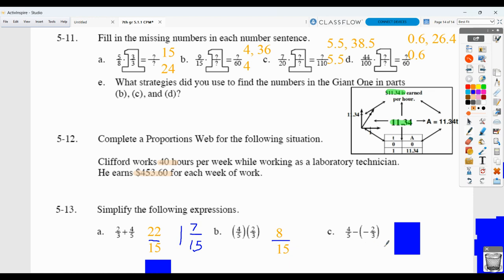And then here, again, I should see some work. First of all, I should see that you rewrote it because it's subtraction of an integer. So you would change that to keep, 4/5. Change the subtraction to addition. Change that negative sign to positive, and then add.